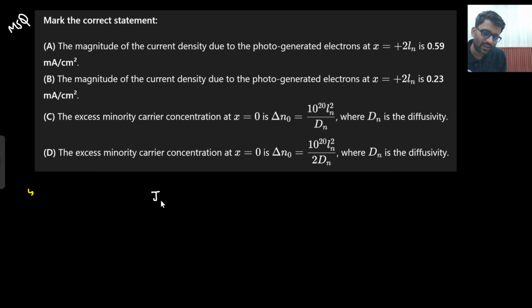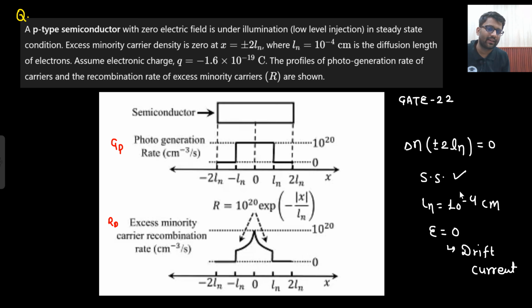So what will be my diffusion current? Diffusion current, because of the minority carrier concentration, which will be electrons, would be equal to q Dn dn(x) by dx. And because of the excess carrier concentration I need to find, here I will write delta n(x). My excess carrier concentration, the excess electrons which are generated because of the light illumination, I am assuming as delta n(x).